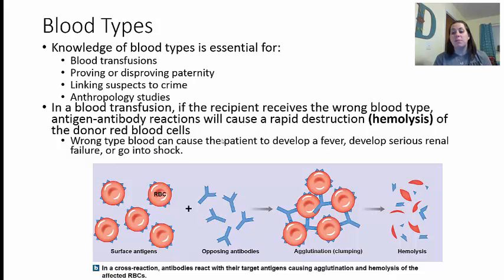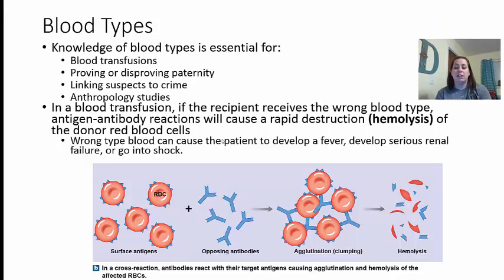Once they rip the red blood cells apart, that's called hemolysis. Right? Well, now those red blood cells can't do their job. They can't carry oxygen, but also there's going to be debris in the area that needs to be cleaned up.